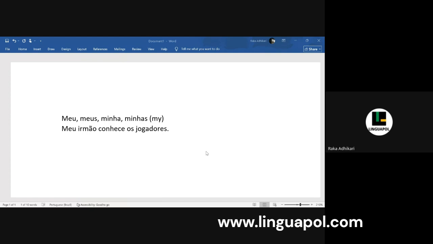Reading this sentence, can you guess the gender of the person? यानी किसके भाई की बात हो रही है, वो पर्सन मेल है या फीमेल है? इस सेंटेंस से पता चल रहा है? यस और नो?